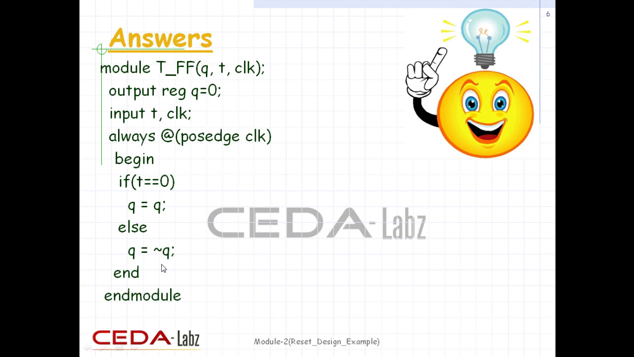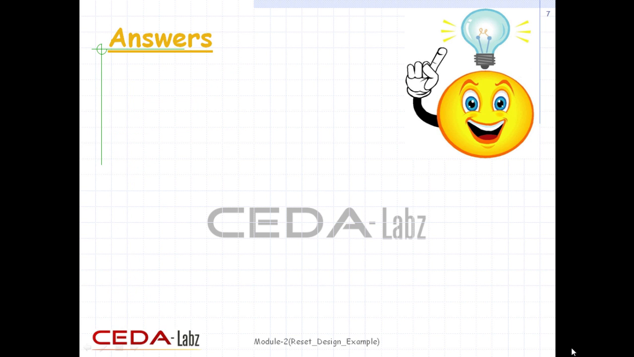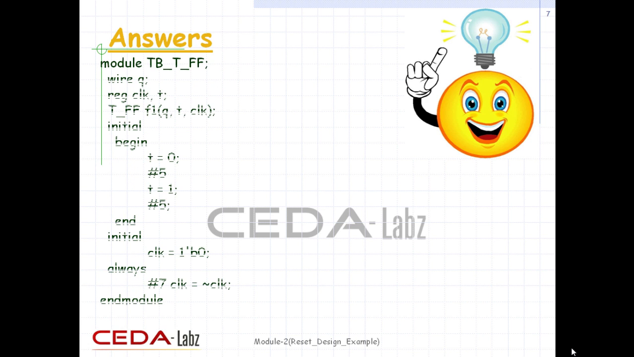See, T flip-flop only toggles the previous state or holds the previous state according to the input. But when there is no previous state, there will be nothing to hold or toggle. That is why we initialize the output Q, otherwise the simulation result will be unknown. And the test bench for T flip-flop is here. It is very much similar to the previous test bench of JK flip-flop. In the initial block, inputs are provided and this block generates the clock.